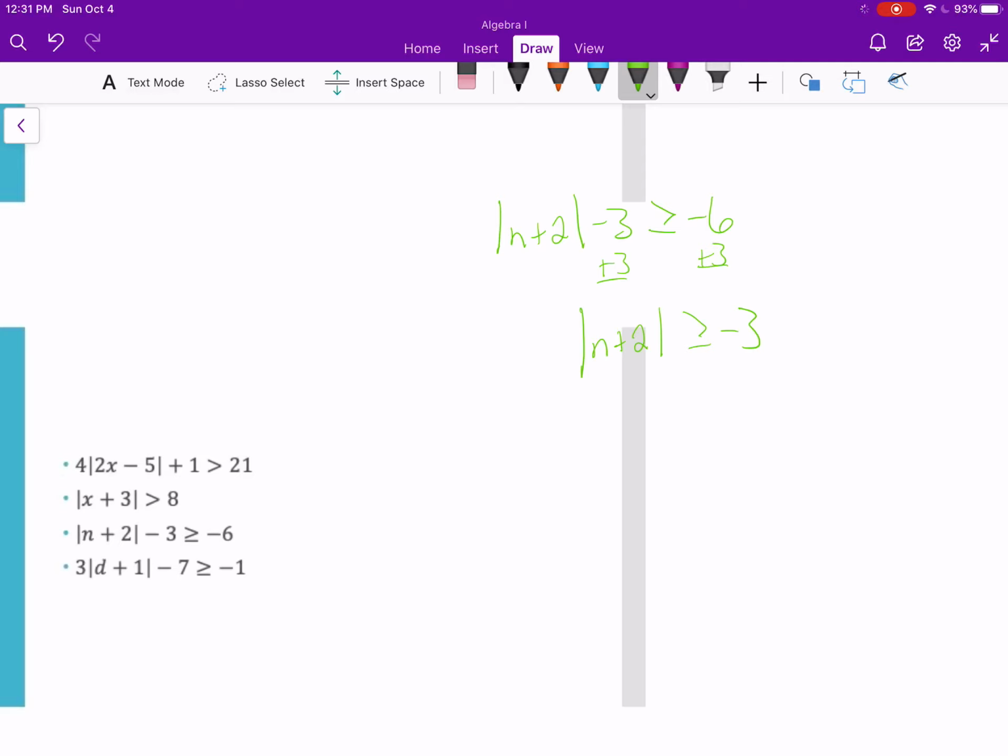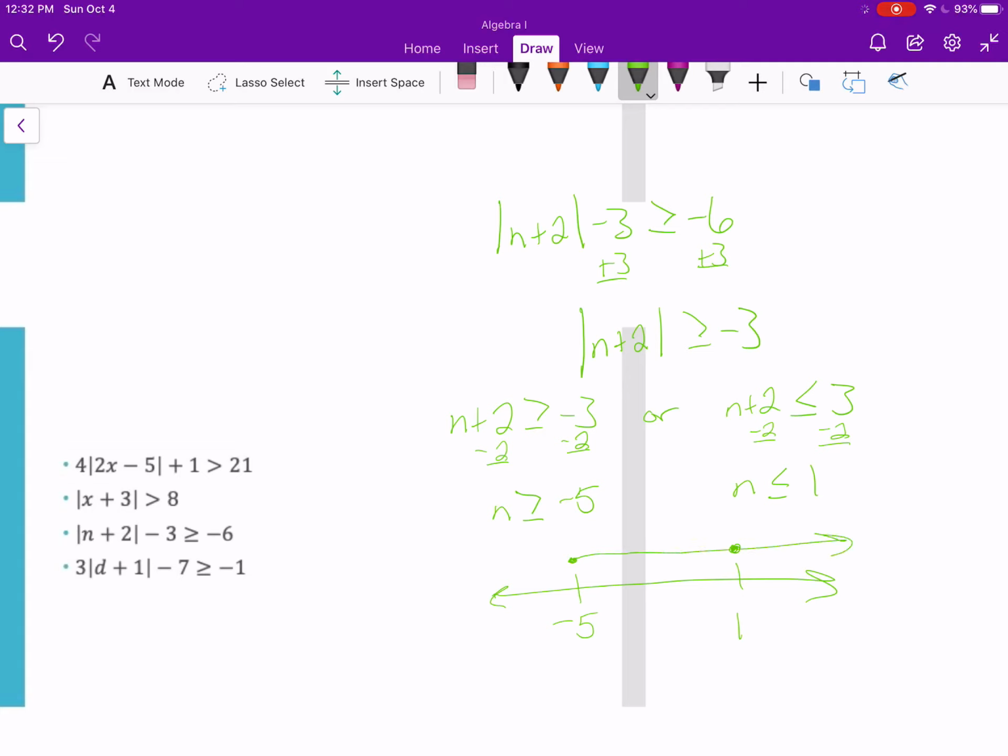So what we're going to do is we're just still going to split it up. So n plus 2 is greater than or equal to negative 3, or n plus 2 is less than or equal to positive 3. So go ahead and solve. n is greater than or equal to negative 5, or n is less than or equal to 1. Draw down our number line. Here's negative 5. Here's 1. Both closed circles.